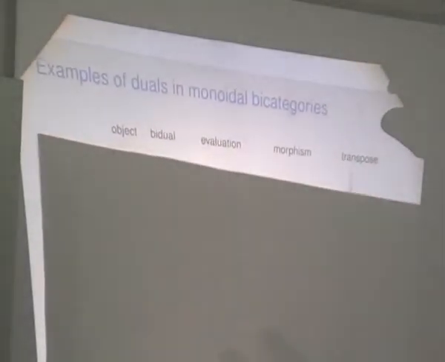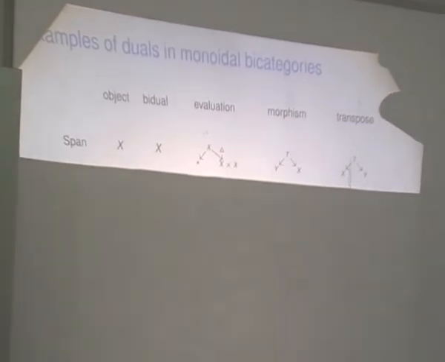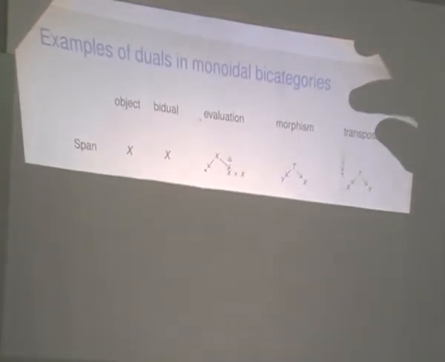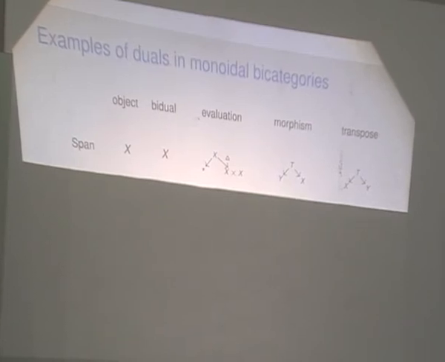Okay, so let's just have a look at some examples. Let me get back to my examples. For span, the objects were just sets. Rather unsurprisingly, all the examples I gave before turn out to have the property that each object has a bidual and all the morphisms have transposes. So in the case of sets, if we have a set X, then its bidual is just X.